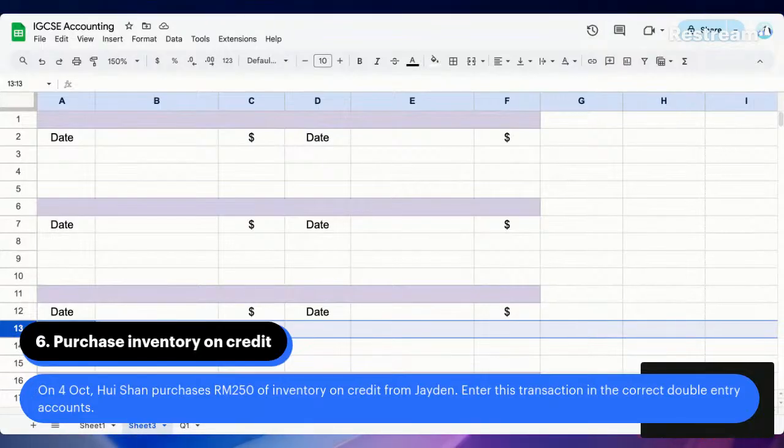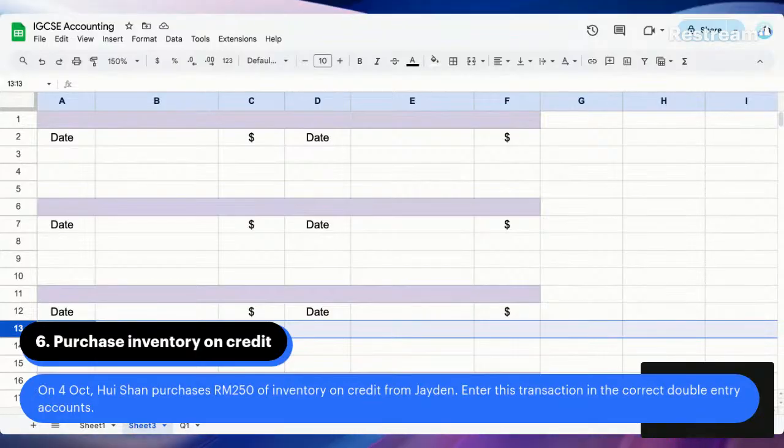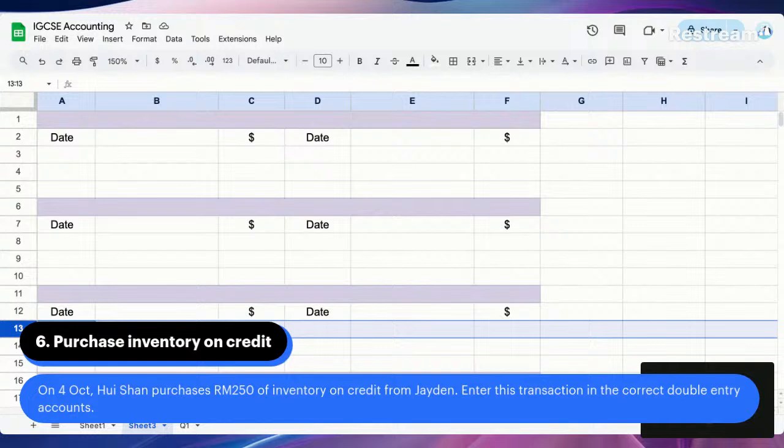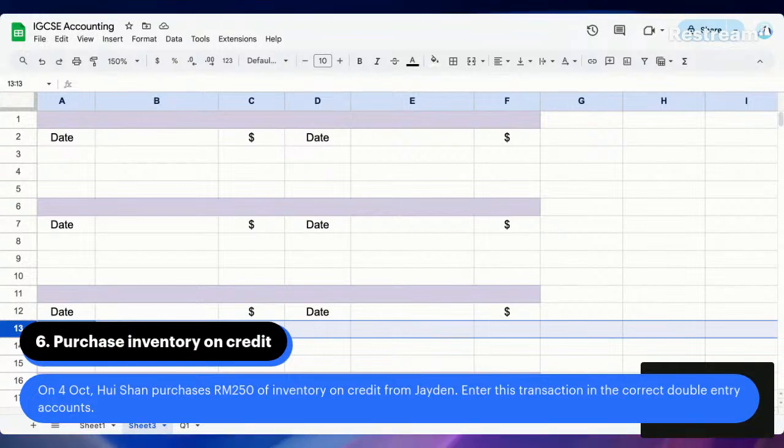All right, so purchase of inventory on credit. On 4th of October, Hui San purchased $250 of inventory on credit from Jaden. Enter this transaction into the correct double entry accounts. Okay, let's have a look. So in this case, we do some purchase.